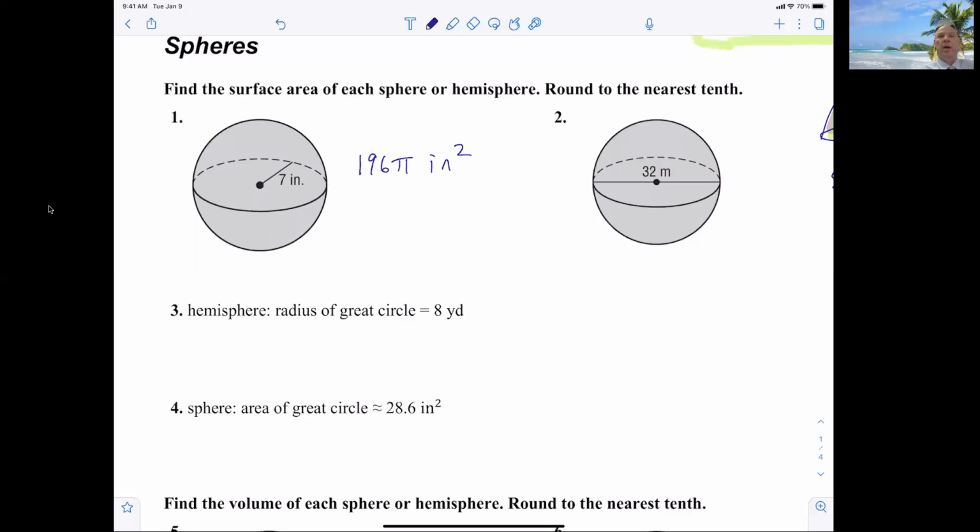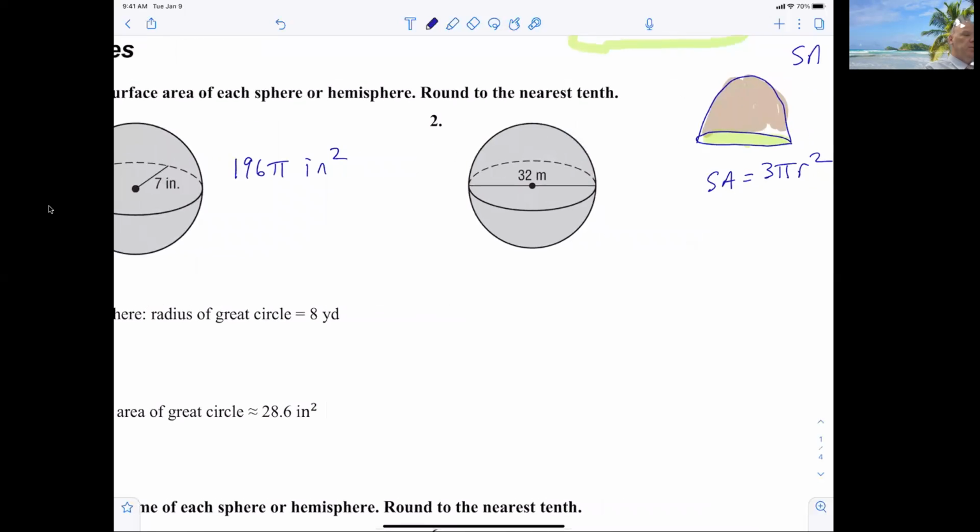Okay, now number 2, help me out, guys. 1,024 pi. Surface area. Everybody okay with that?